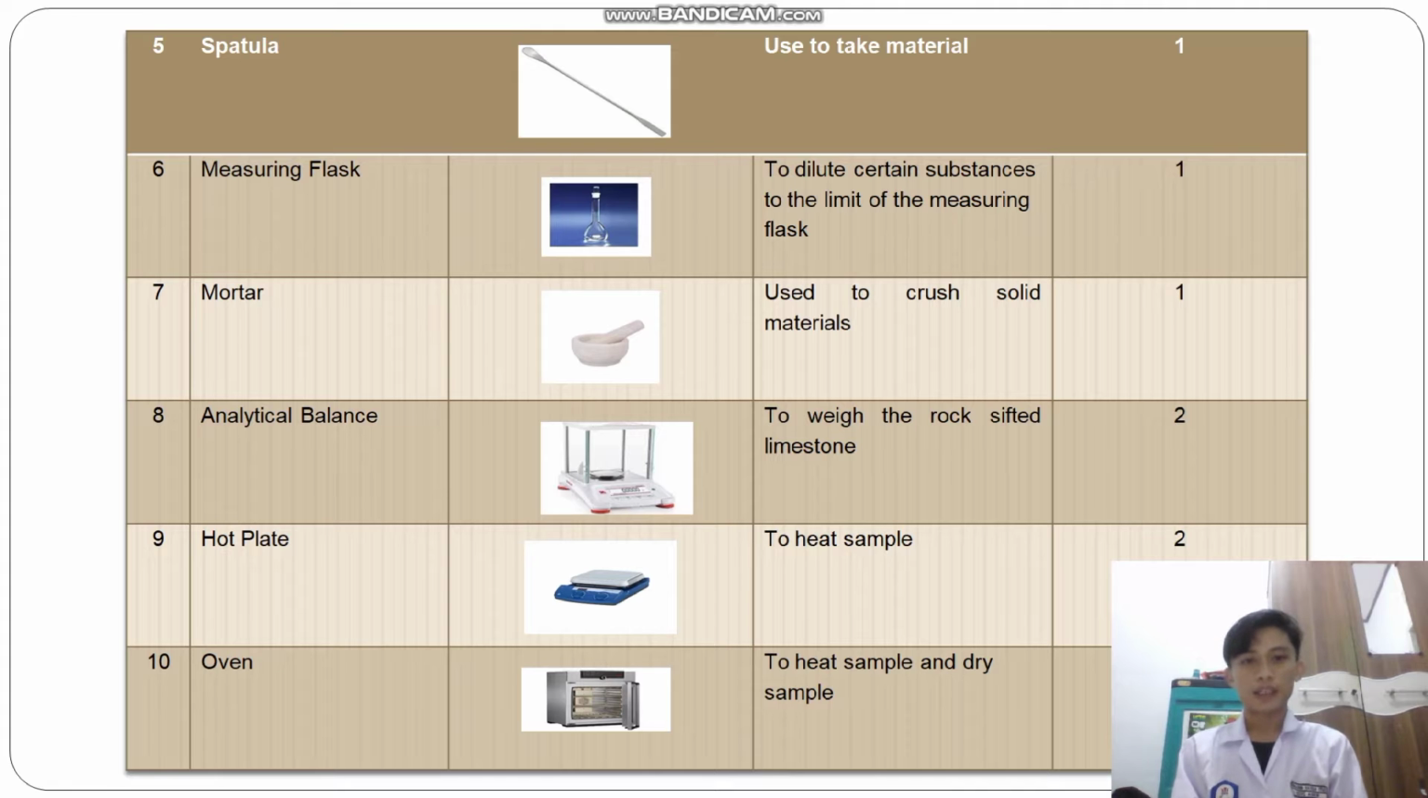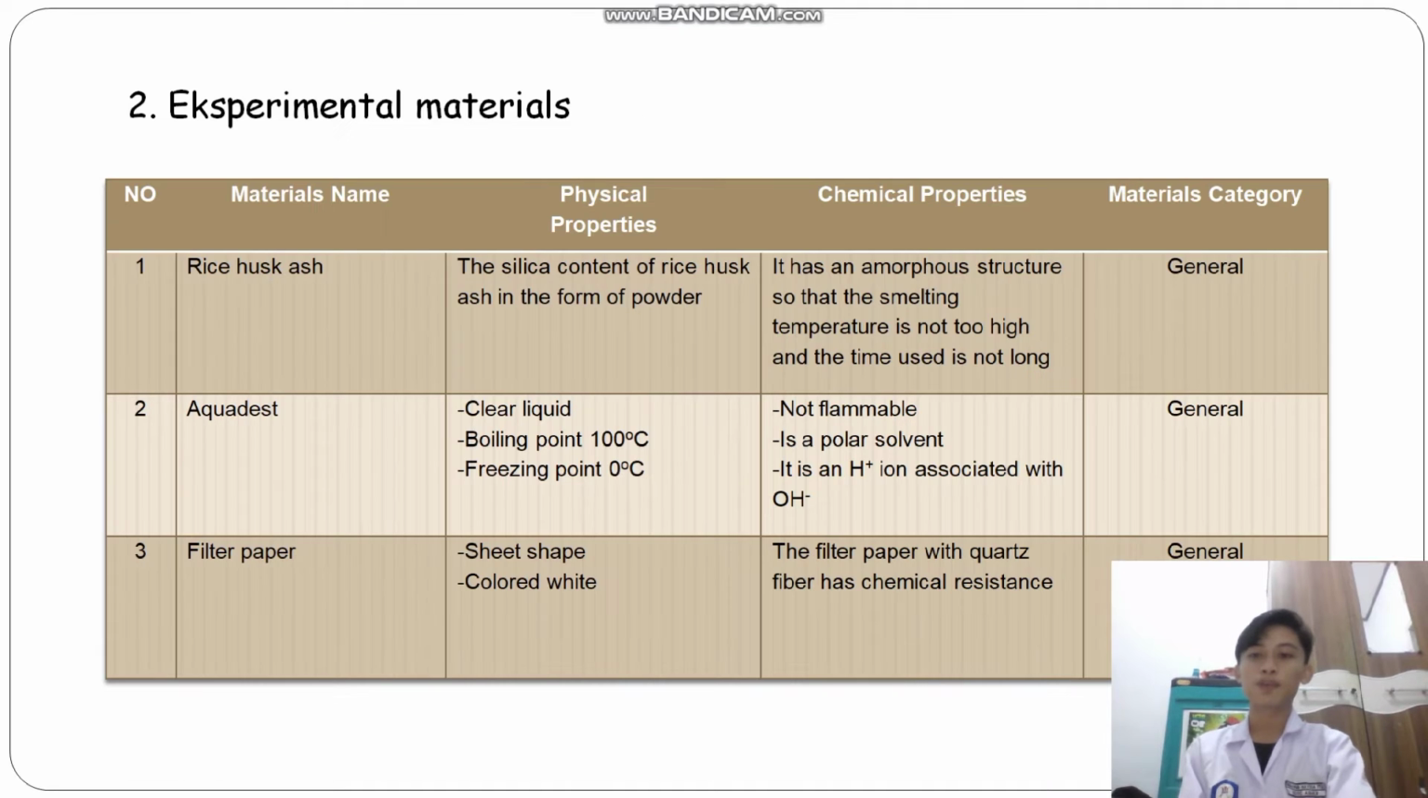Number 5, spatula, used to take material, category 1. Number 6, measuring flask, to dilute a certain substance to the limit of the measuring flask, category 1. Number 7, mortar, used to crush solid material, category 1. Number 8, analytical balance, the function is to weigh materials, category 2. Number 9, hot plate, the function is to heat samples, category 2. Number 10, oven, the function is to heat and dry samples, category 2.